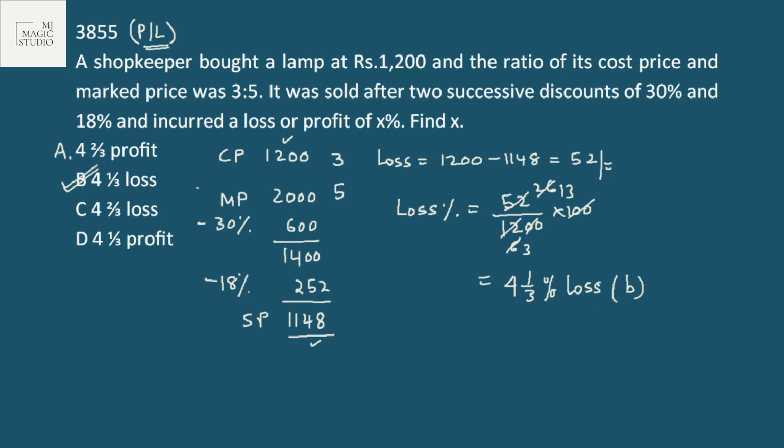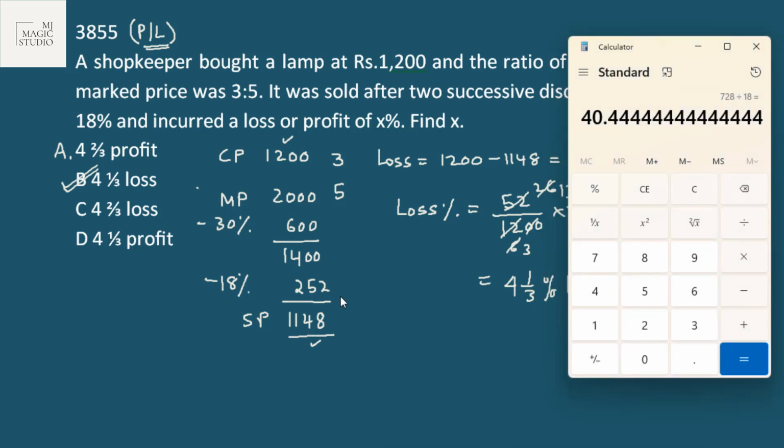Now, since a calculator is there in the TCS Digital examination, you can solve the entire question with the help of the calculator, without using pen or pencil also. Let's see how. You need to practice these things. First we have cost price 1200 and the ratio of cost price to marked price is 3:5. So divide by 3 into 5, this will give us the marked price, that is 2000. The first discount is 30%, that means recovery is 70%. Multiply this by 0.7.